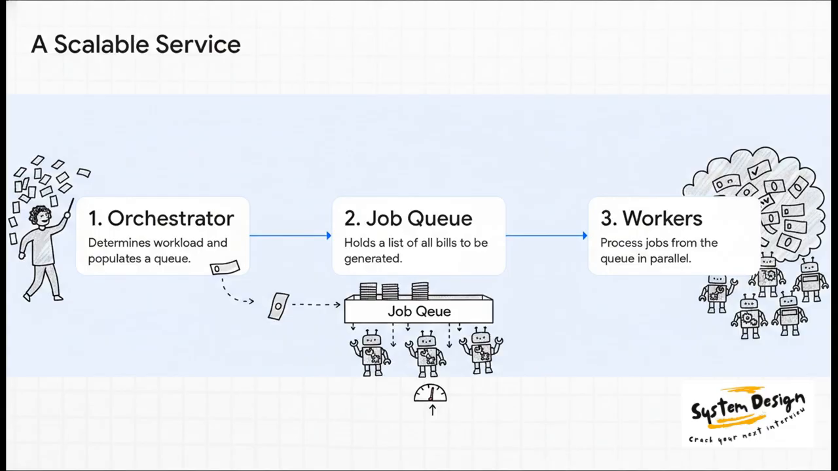Then you have an army of workers. They're just simple compute instances. Each worker grabs one job from the queue, processes it, and then goes back for another. And the beautiful part? If the queue gets too long, you just spin up more workers. It's like having an elastically scalable factory for generating bills.